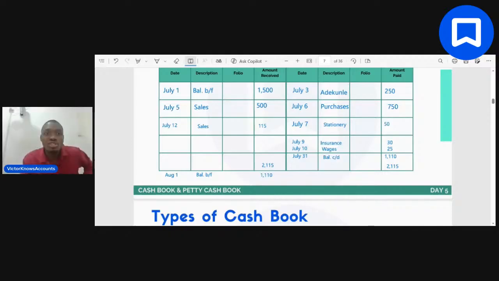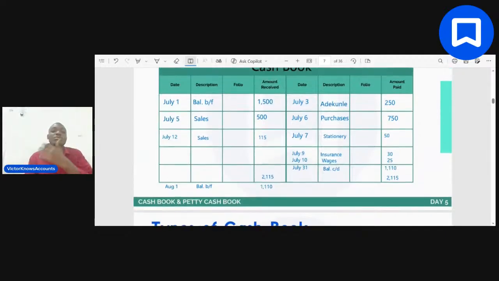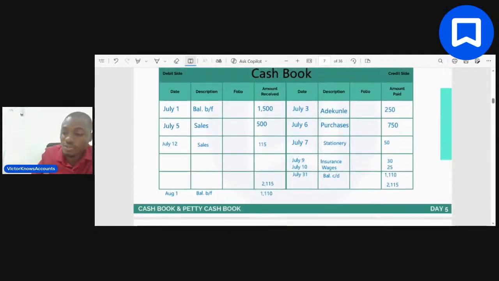So now let's move on to the second type of cash book. That's our double column cash book. Your double column cash book is actually still maintaining the same format. The only difference is that this amount received column is now divided into two. So instead of having 4 columns on every side, you now have 5 columns on every side.